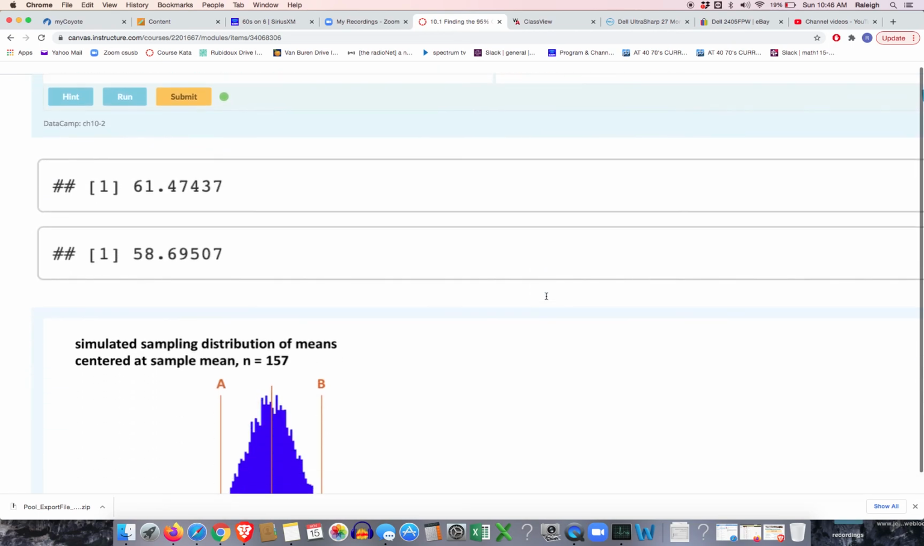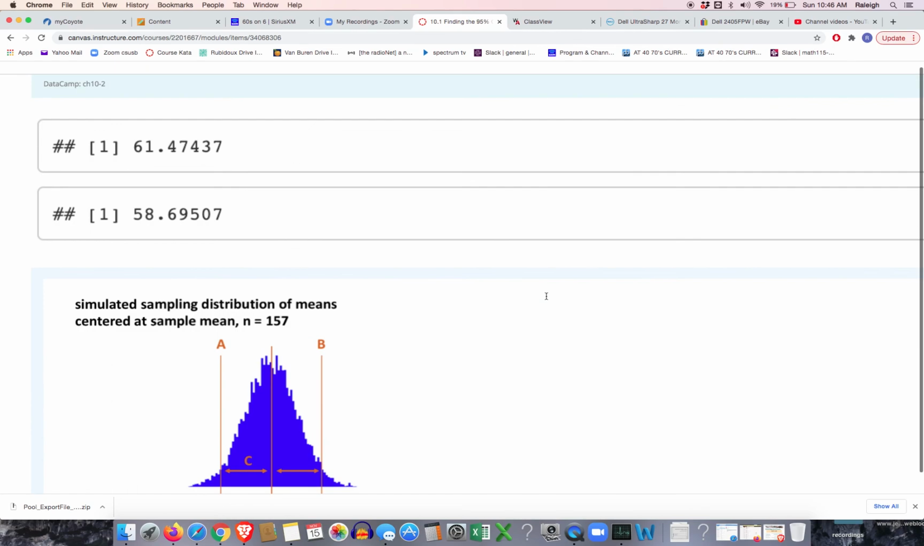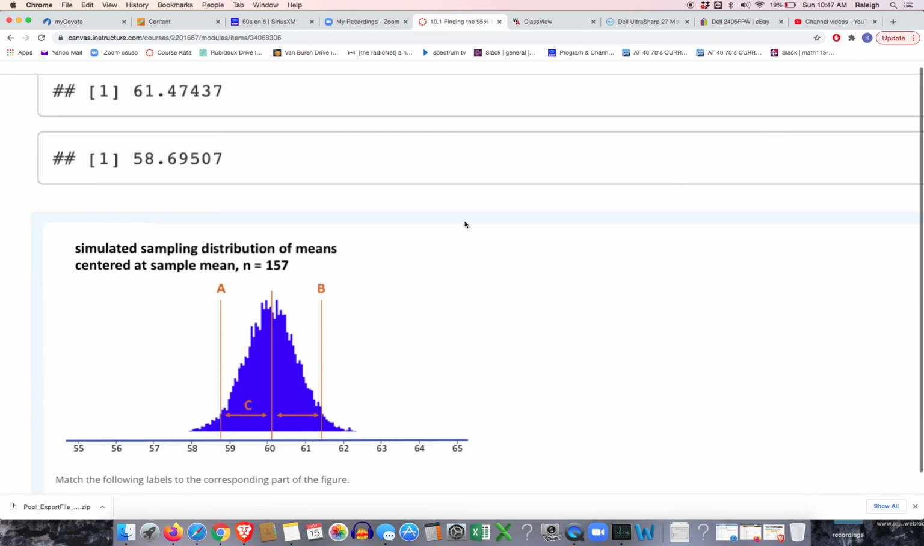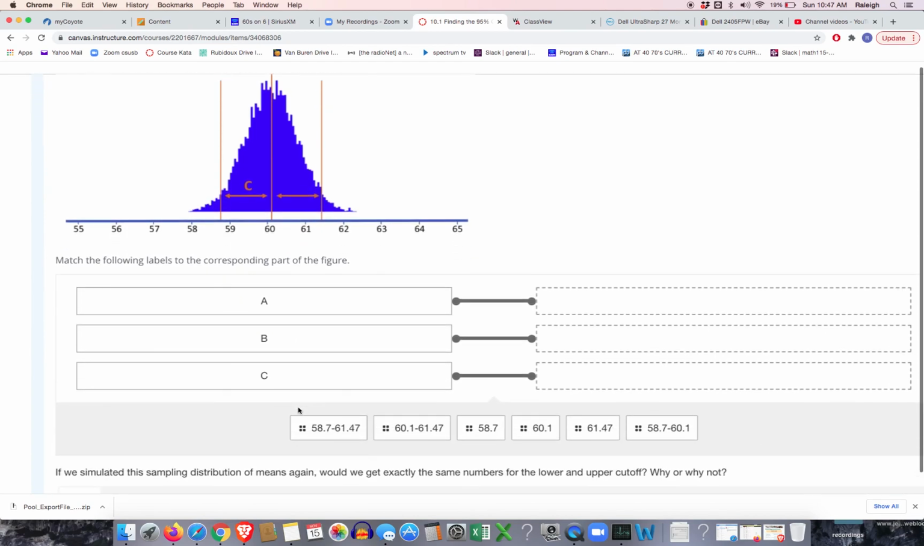So they could use those numbers as the confidence intervals. Because everything inside this region between 58.695 and 61.474, those would be where we're confident. And you'll notice this is your 61.4 something, this is 58.695 something. So it does seem to correspond pretty well with all of that.